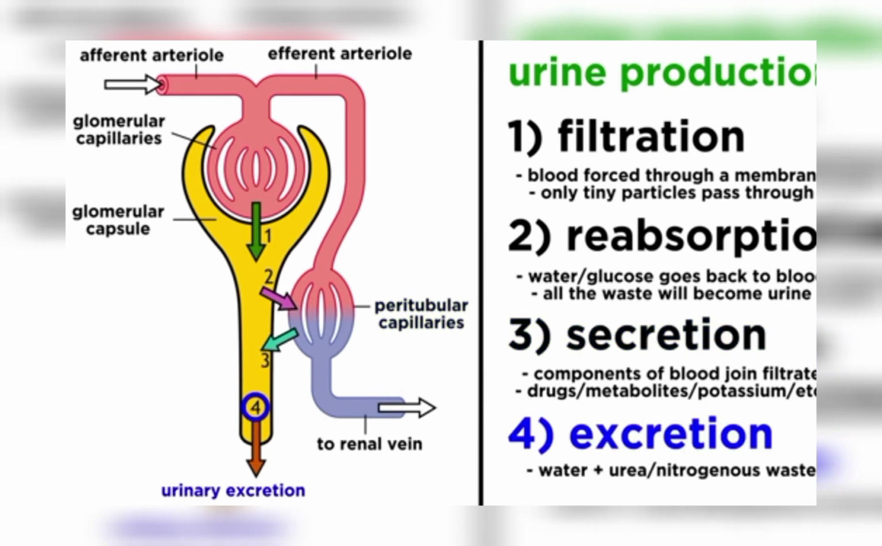In the end, urine is almost entirely water, but contains lots of urea, which is the result of the breakdown of amino acids, as well as other nitrogenous wastes like uric acid and creatinine. There are also various ionic solutes like sodium, potassium, phosphate, and sulfate.